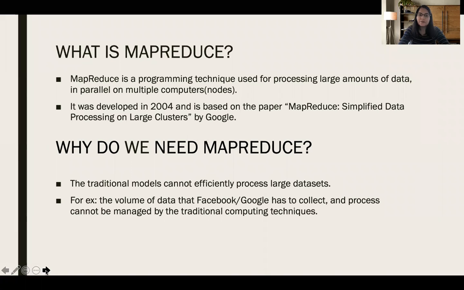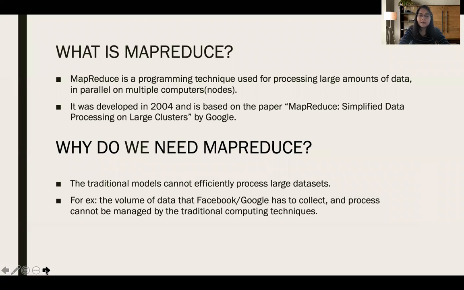What is MapReduce? MapReduce is a programming technique which is used to process large data sets on multiple computers in parallel. These computers, which we also call nodes. It was developed in 2004 and is based on the paper MapReduce: Simplified Data Processing on Large Clusters, which was published by Google. Why do we need MapReduce?